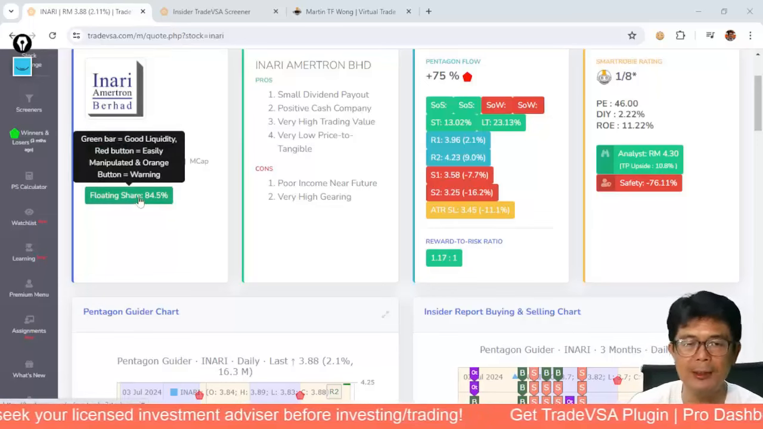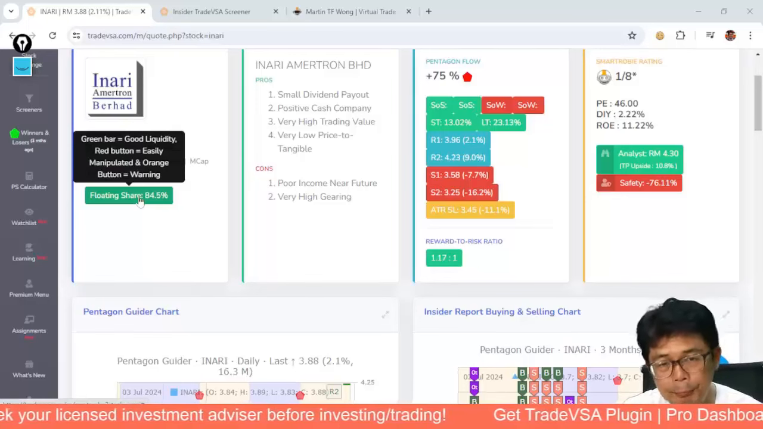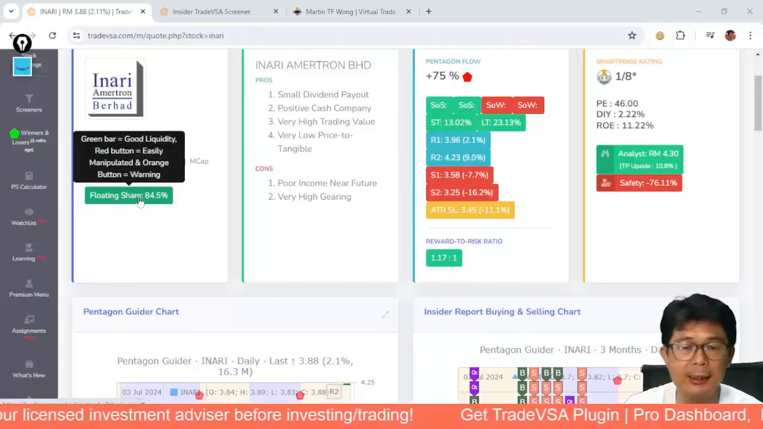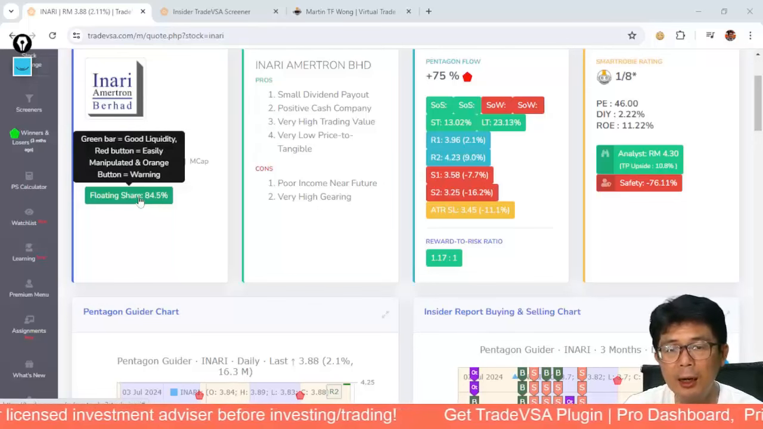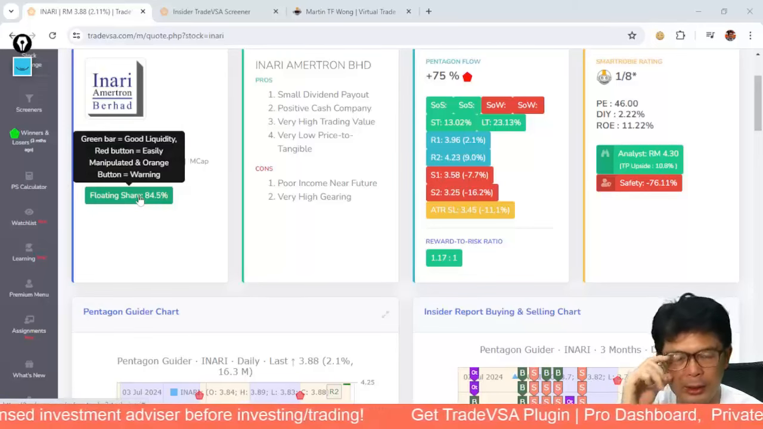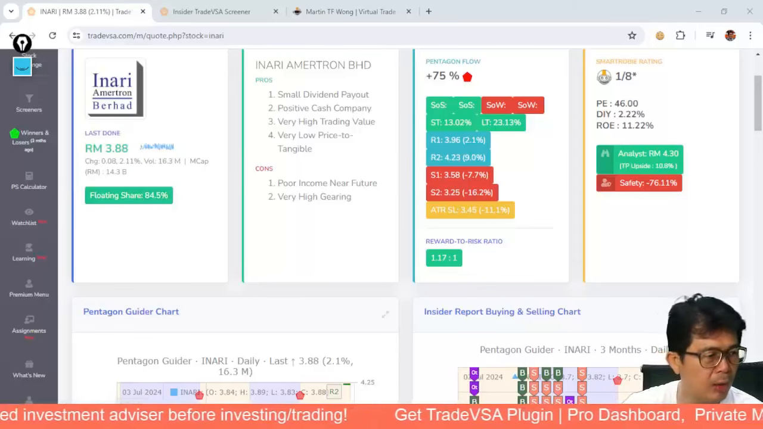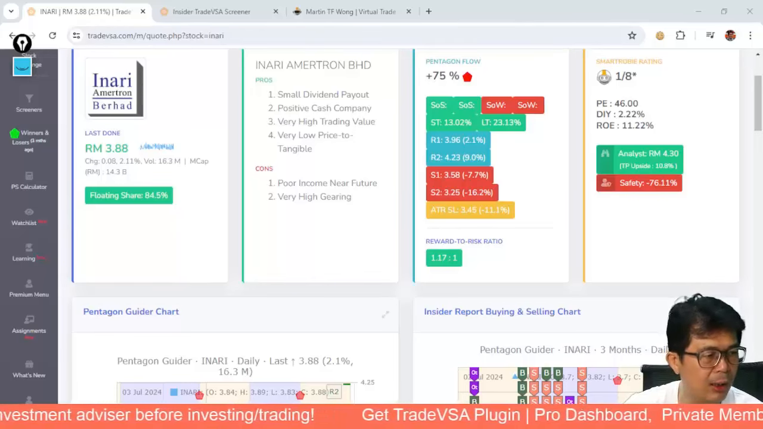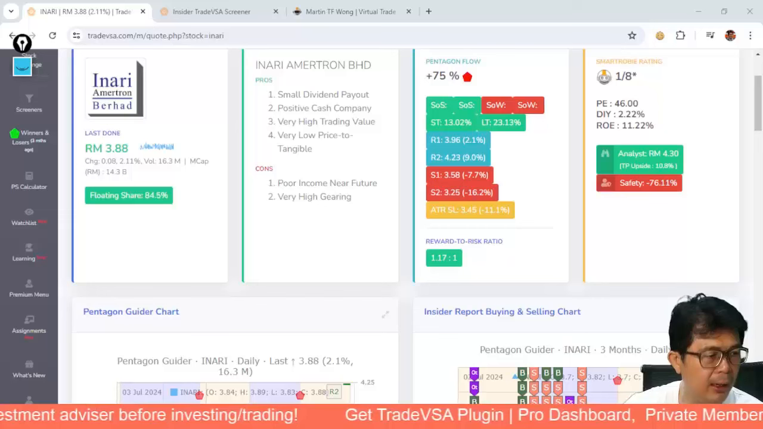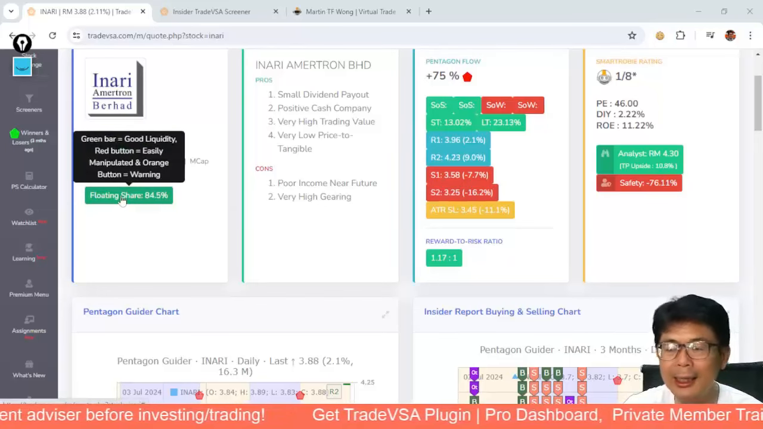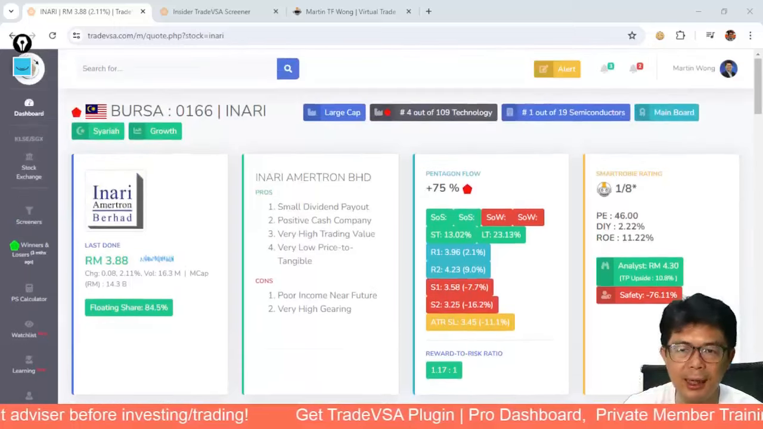Now the floating cap is also very important, because when you see a green bar, it means good liquidity. There are a lot of floating shares. Red means it's easily manipulated, and orange is usually a warning. So a lot of the good, heavily liquid stocks that you see are generally, how do I put it, in the green. Good liquidity, easy to get in and easy to get out.